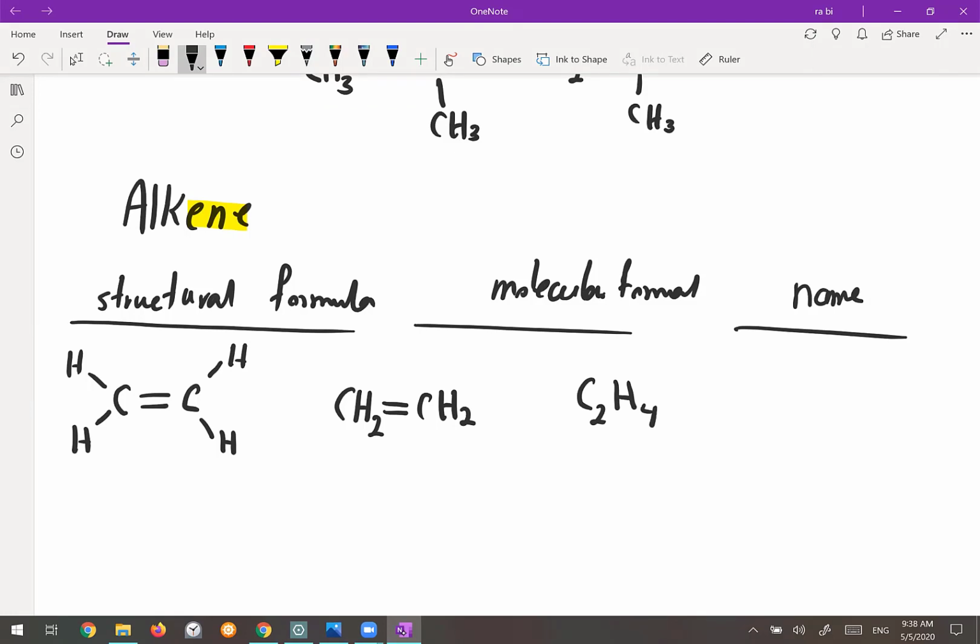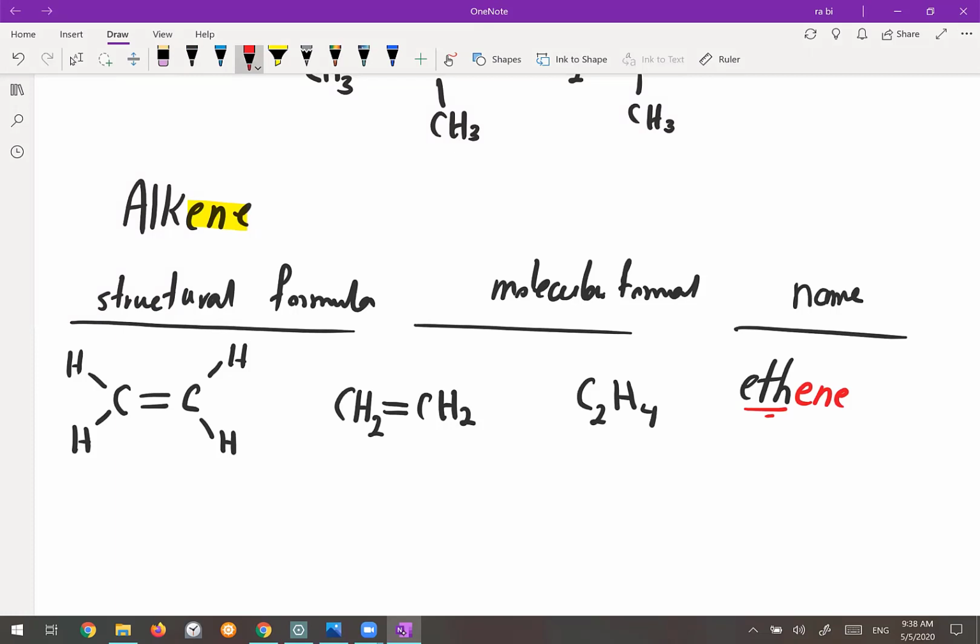The molecular formula, you have two carbons, and how many hydrogens you have here? You have four hydrogens. What is the name of this alkene? The name of the alkane with two carbons was ethane, A-N-E. When you have the double bond, this A-N-E converts to E-N-E. So the correct name for this one is ethene. So you can see the stem of the name is exactly the same as the alkane.